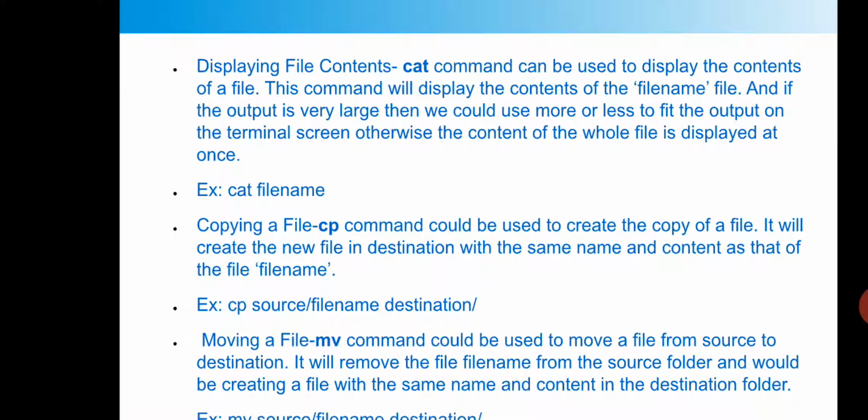Okay, now see, copying of a file. So the cp command could be used to create the copy of a file. It will create the new file in the destination with the same name and content as that of the file. Okay, now what is the example? cp space source slash file name and destination slash. So if you are in a current directory, say for example yesterday in the video I had gone to the Drona directory, isn't it? So it is something like Drona slash shri.txt, if that is the example.